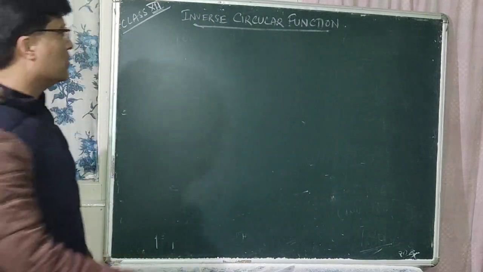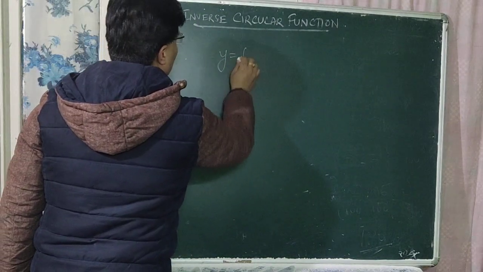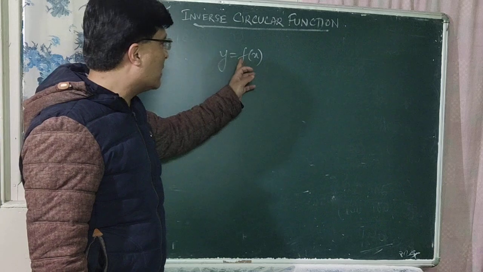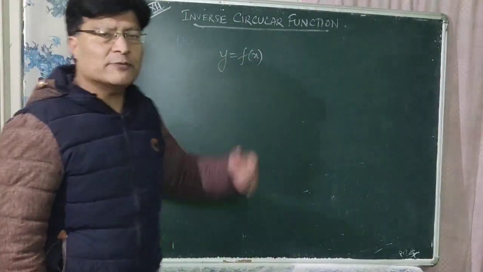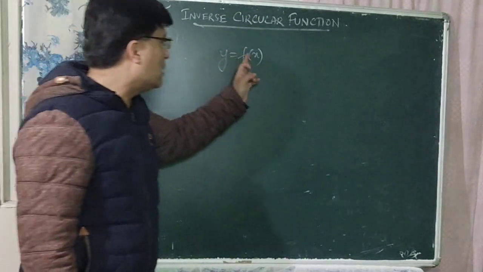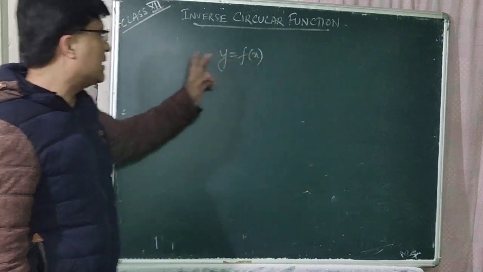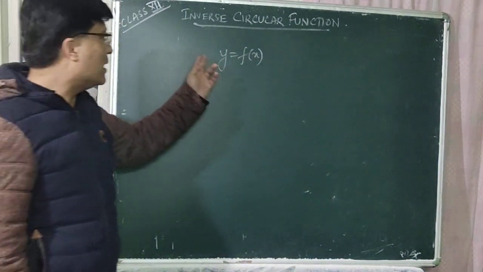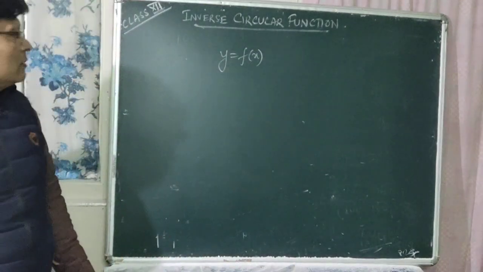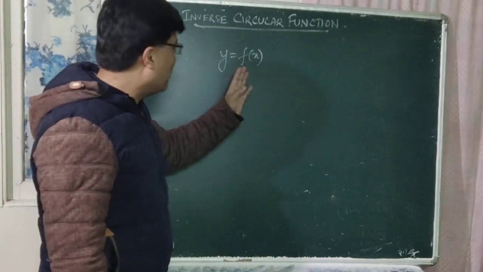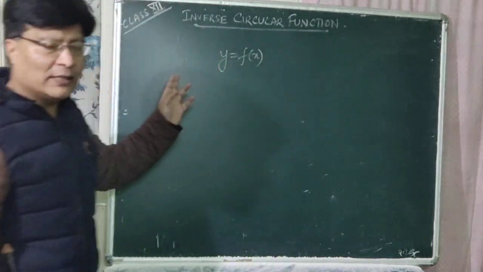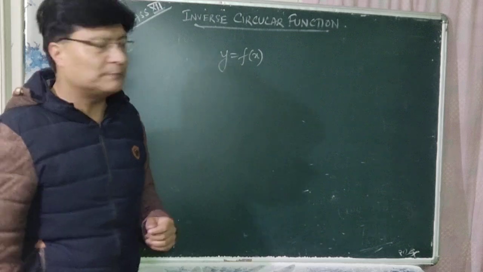So what is a function now? Suppose you have y is equal to f of x. Here y and x are the two variables. f of x means function of x. What is its definition? Depending upon the real values of x, if you can get a definite and unique value of y, then y is said to be a function of x.